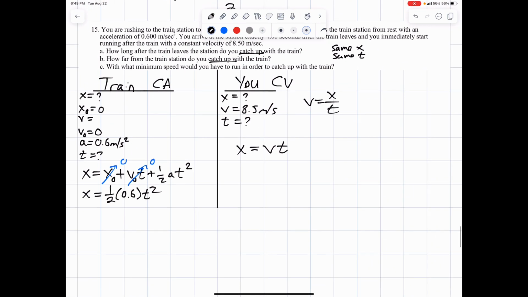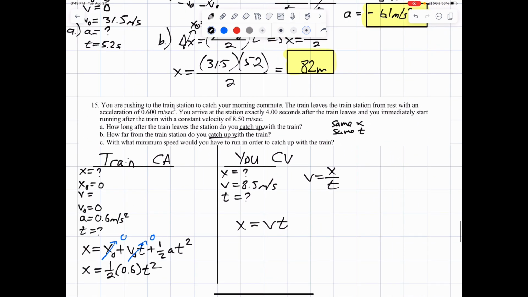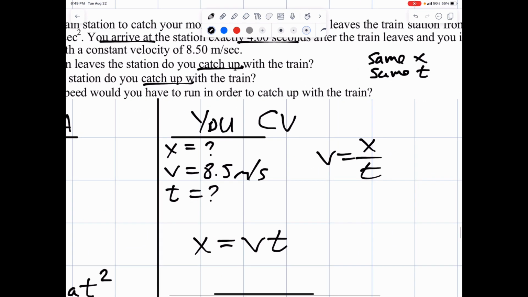Now, here's something to consider that we didn't consider yet. Remember how you get to the train and you arrive 4 seconds after the train has left? So your time is going to be the time for the train minus 4. You have to account for that. So instead of just t, it's going to be t minus 4.